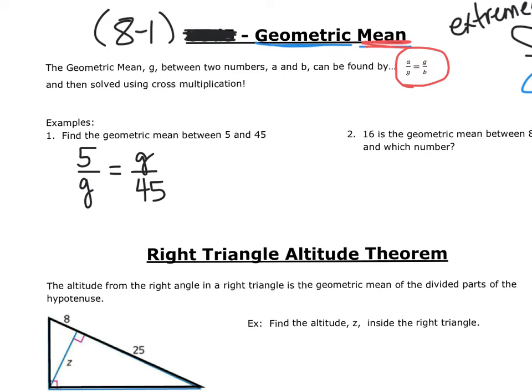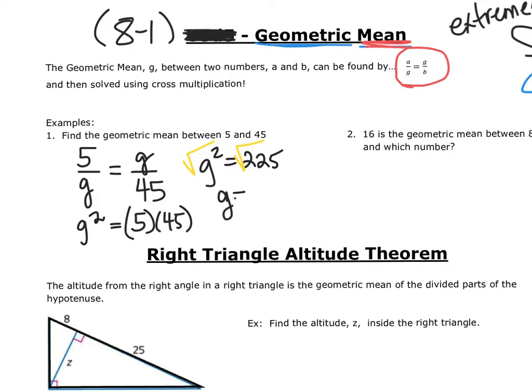So then we're just going to cross multiply. So I get G squared equals 5 times 45, or G squared equals 225. All right, so then we're going to take the square root of both sides of that equation so we can solve for the G. And so G is equal to the square root of 225, and that's 15. So 15 is the geometric mean between 5 and 45.